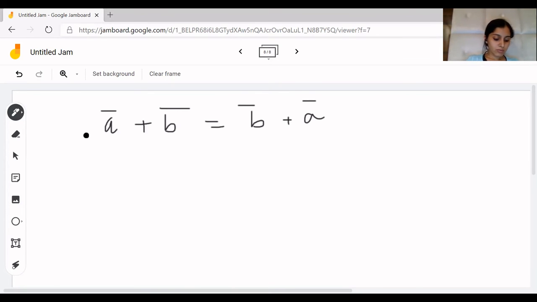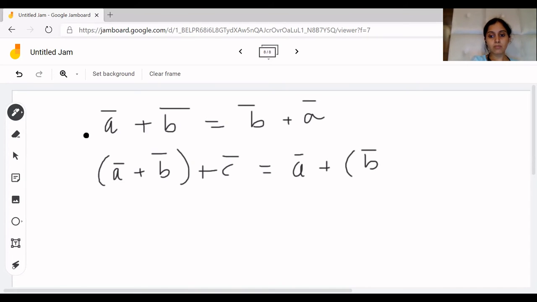Next property says that vector addition is associative. Now, what is associative? If we have a bar plus b bar plus c bar, then we can also write it as a bar plus b bar plus c bar, grouped differently. So you can do any addition first and any addition later. That is associative law. Okay.